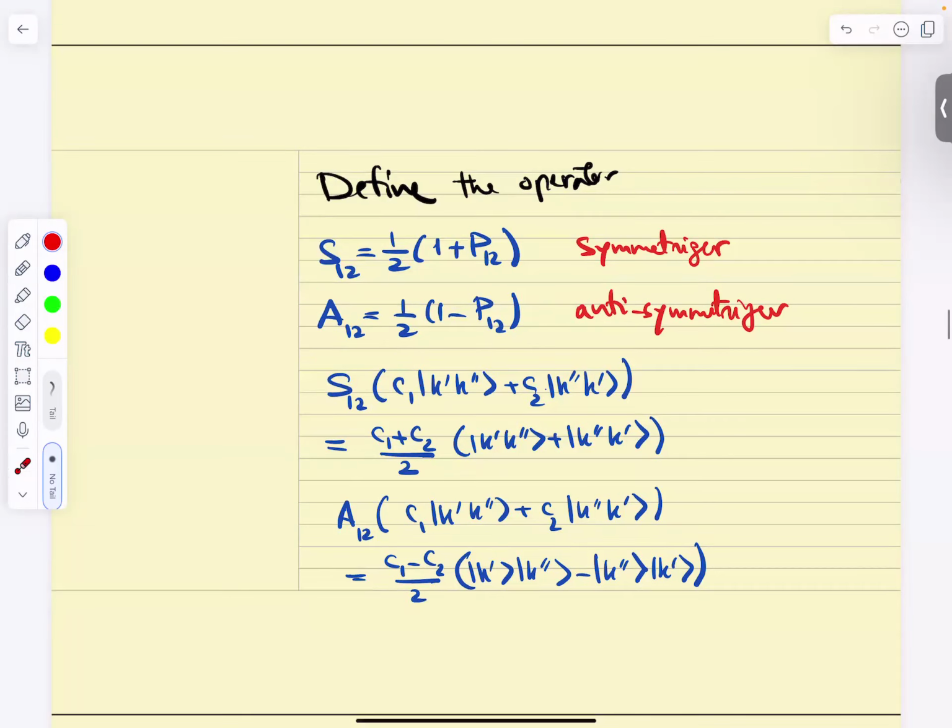Is this an observable? How would you check? Take the dagger. Okay, what's the dagger of identity? Identity. What's the dagger of the second one? P12. I said it is an observable. I drew it as a gate. So yes, it is an observable. All right. So this operator is equal to its dagger.